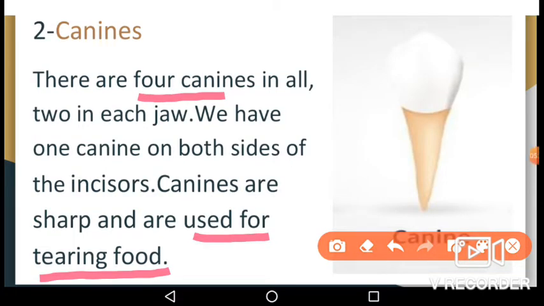Your four canine teeth sit next to the incisors. You have two canines on the top of your mouth and two on the bottom. Canines have a sharp, pointy surface for tearing food. The first baby canines come in between the age of 16th month and 20th month. The upper canines grow in first, followed by the lower canines, and they are used for tearing the food.